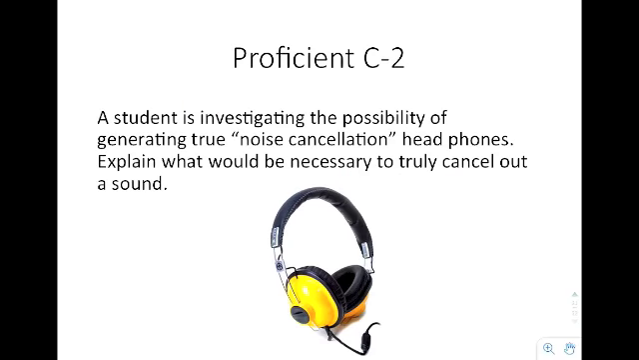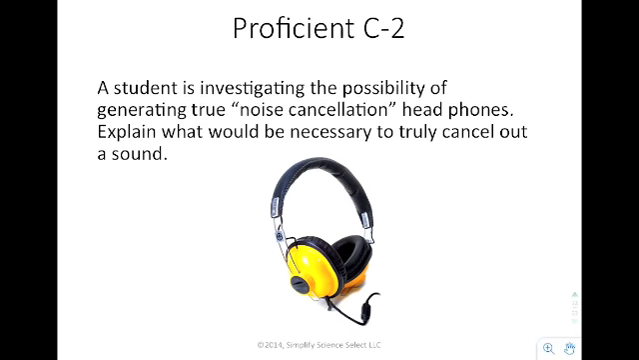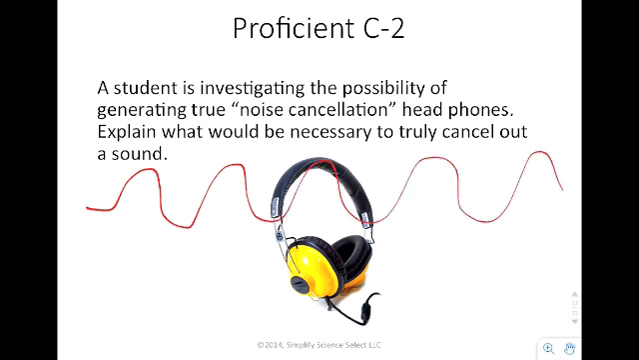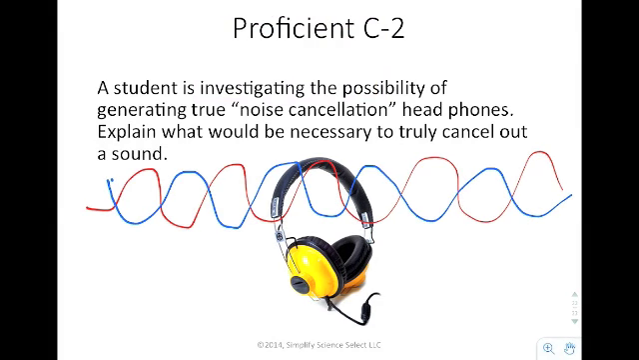The last one we have is a student is investigating the possibility of generating true noise cancellation headphones. Explain what would be necessary to truly cancel out a sound. Well, if you think of a sound as a wave, in order to truly cancel out that sound, you need to produce the exact opposite of this sound. So you'd have to produce something that looks like this. And when you do that, interference will occur. Interference would result in no wave. If there's no wave, there's no amplitude, there's no volume. If there's no volume, there's no sound.